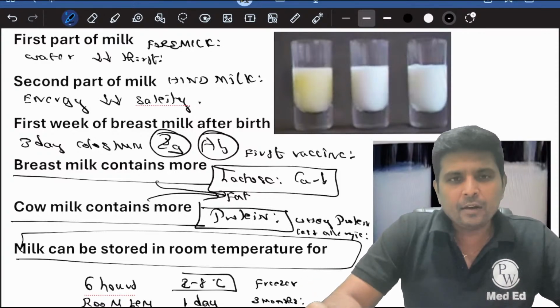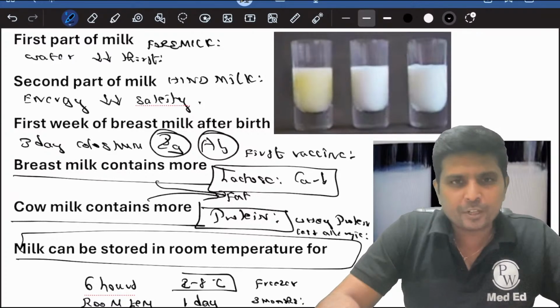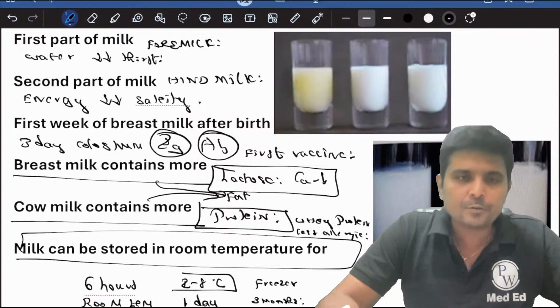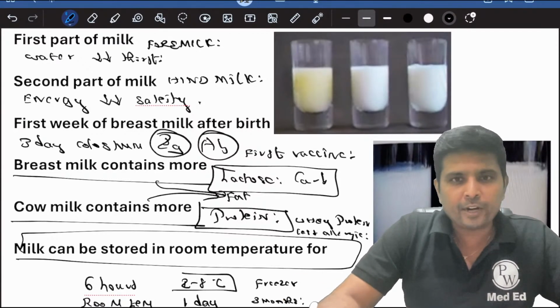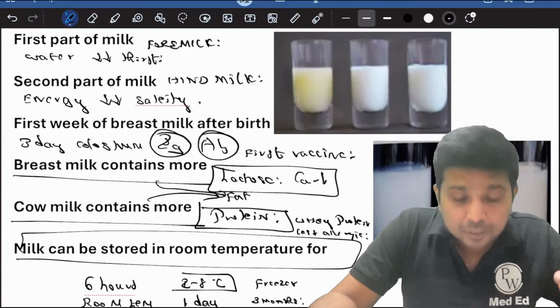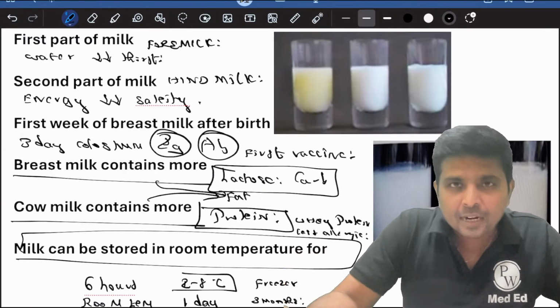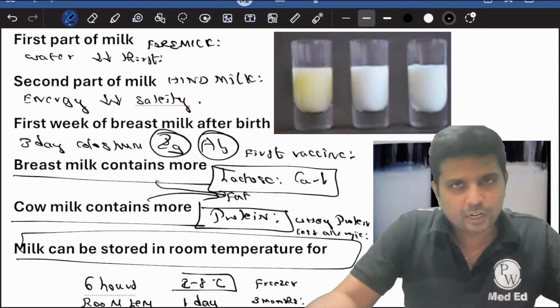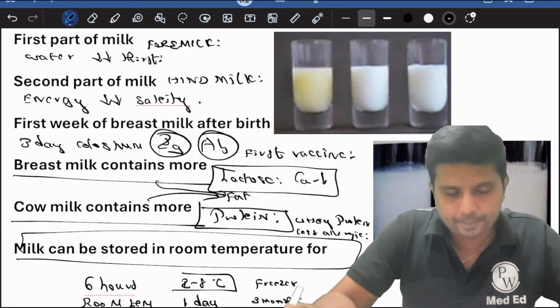Right. Then what is the difference between cow milk and breast milk? Remember, your breast milk contains more carbohydrate and less protein, whereas your cow milk contains more protein and less carbohydrate. Your breast milk contains more of whey protein, which is less allergic, whereas cow milk contains more of casein, which is more allergic. Whereas the fat in both breast milk and cow's milk is one and the same, right?